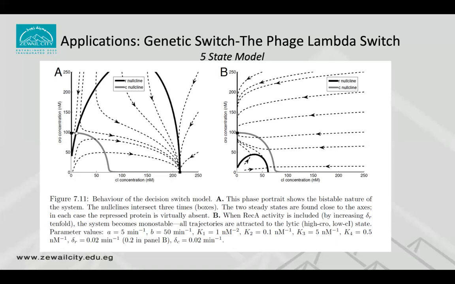So A and B are two cases. With B you're getting another factor, which is RecA. This is another protein that acts on Cro, and that shifts the overall curve. So now we just have the one steady state here.